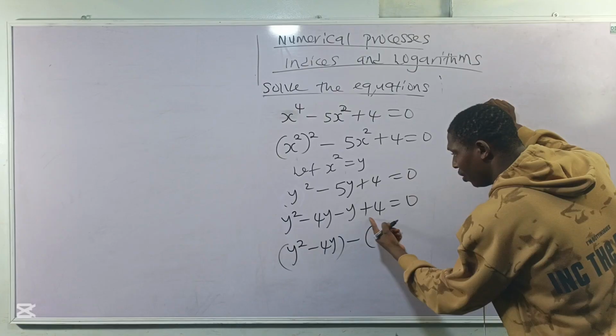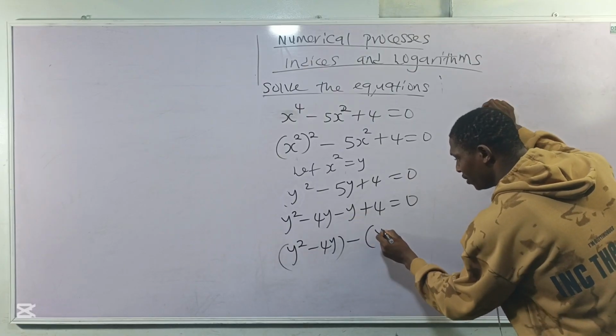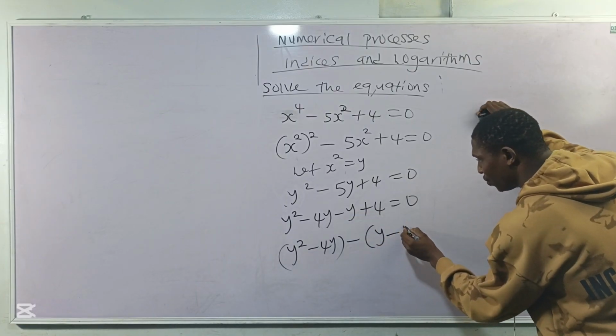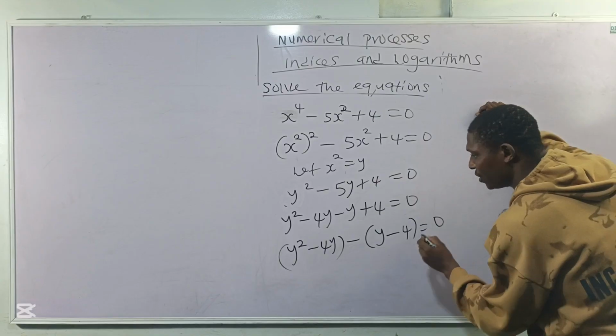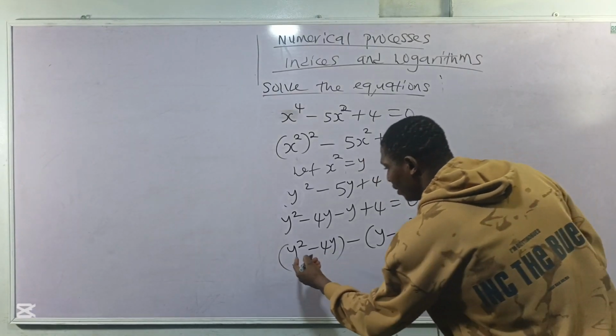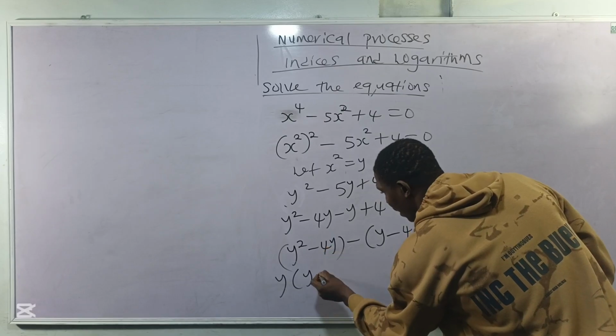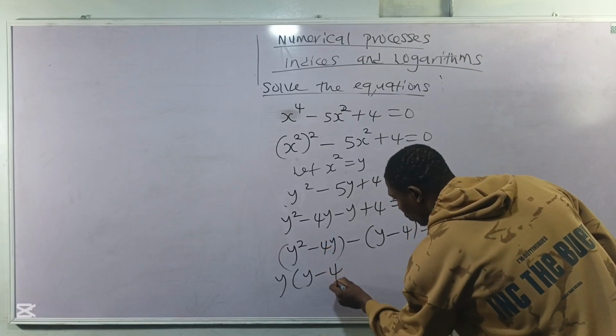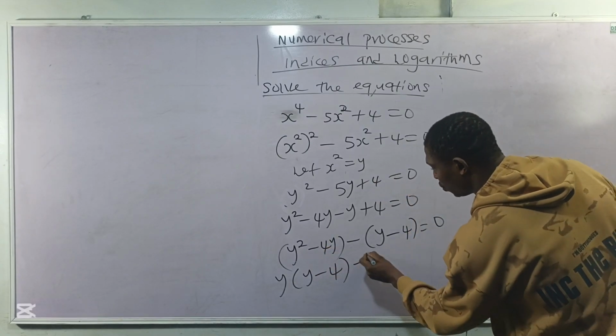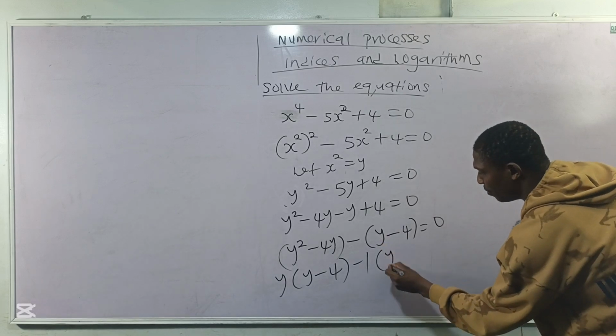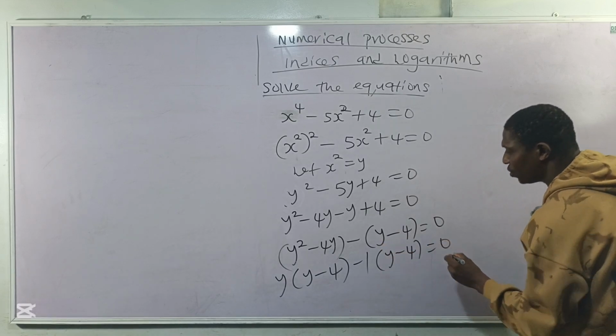Since minus is here, all the signs here will change. Minus y becomes positive y and plus 4 becomes negative 4, equal to 0. What's common here is y. If I write y squared divided by y will give me y, and minus 4y divided by y will give me minus 4. What's common here is 1. So here remain y minus 4 equal to 0.